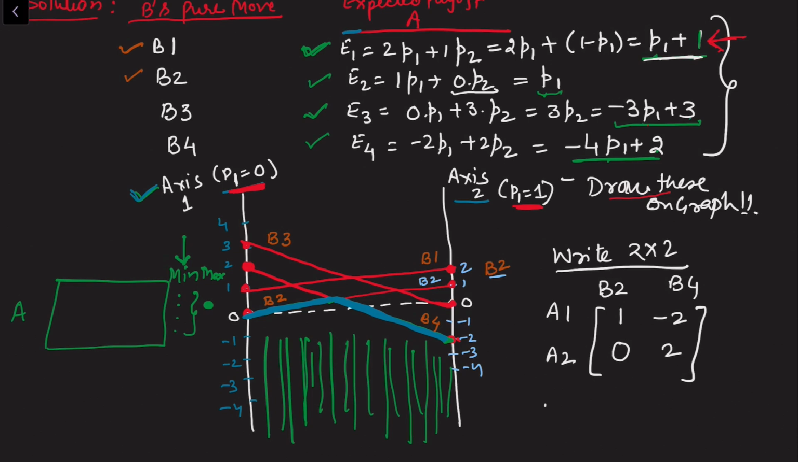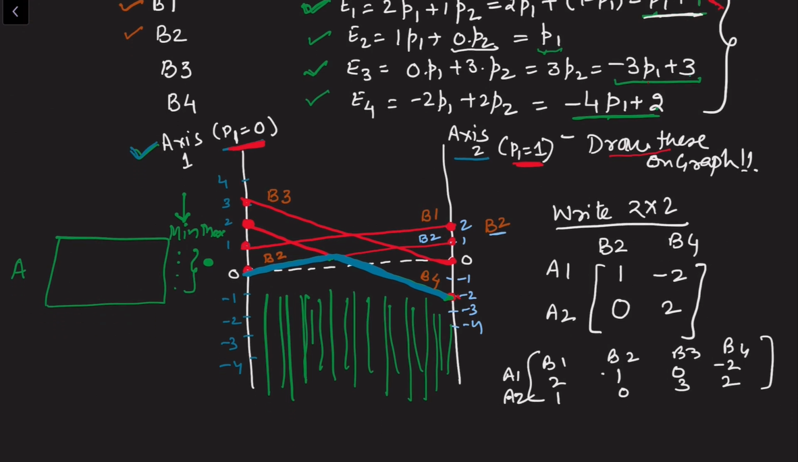So let me write here the data for B1, B2, B3, B4. So this was the data given to us in the problem. This is A1, A2. And you can see from here, I'm only considering B2 and I'm only considering B4. And A1, A2 remain as it is. So these are the 2 strategies, and correspondingly these are the expected payoffs for A. So leave only this one.